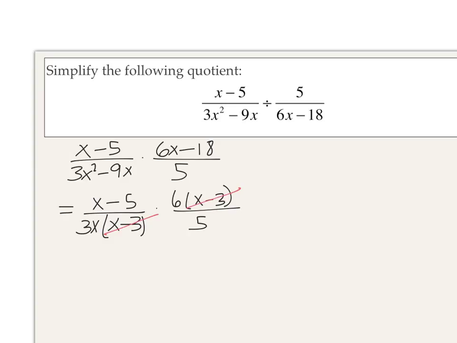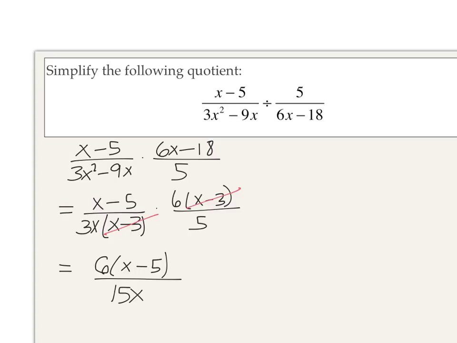Now, when I multiply what's left here, I have my 6 and I have my x minus 5. I just really want it to be clear that when I write it, I would just write 6 times x minus 5, just like that. I wouldn't multiply it out, and I wouldn't write 6x minus 5 without the brackets. I would just write them next to each other like that. And on the bottom, I have 3x times 5, which is what?